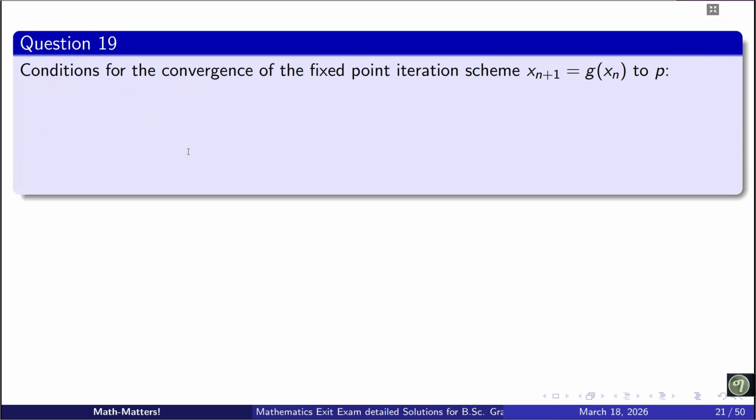Next, conditions for the convergence of fixed point iteration scheme. Whenever the iterative formula is x n plus 1 is equal to g of x n, the options are: the absolute value of g of x less than 1, the absolute value of g of x greater than 1, the absolute value of g derivative of x greater than 1, and the magnitude of g derivative of x less than 1.